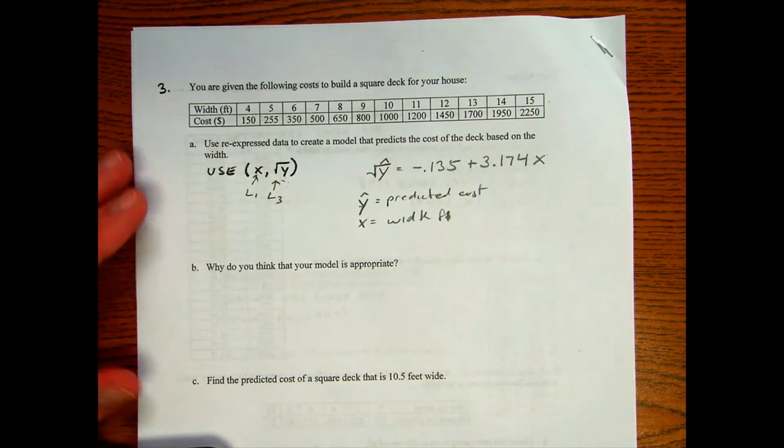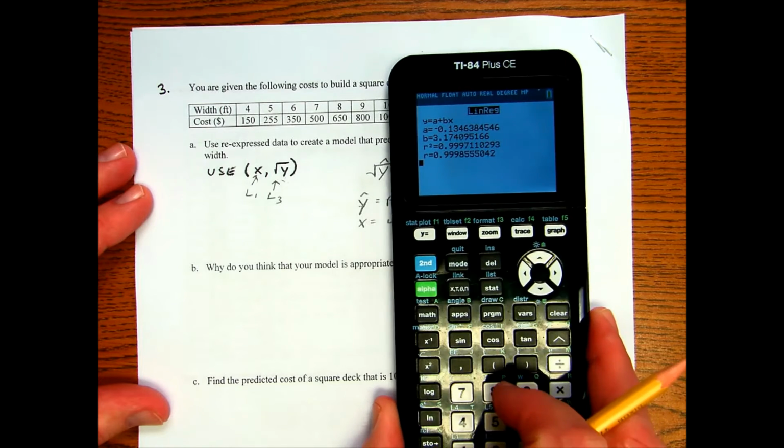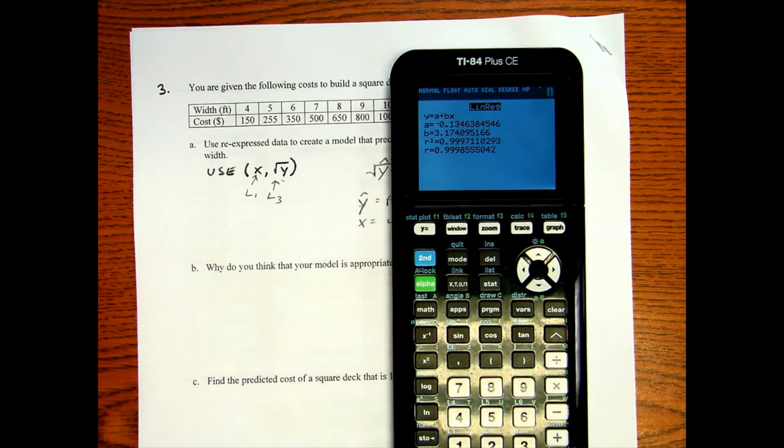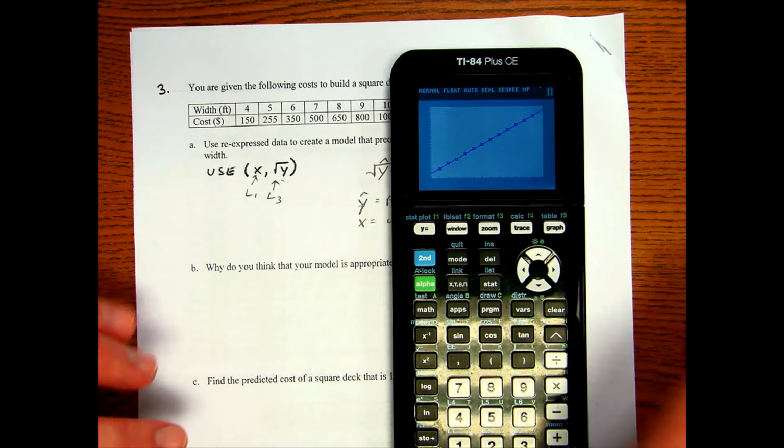Right, why do you think your linear model is appropriate? Well, the two things we can go to, not the only two things, but two things that are readily available, is the scatter plot of the transformed data appears to be linear.